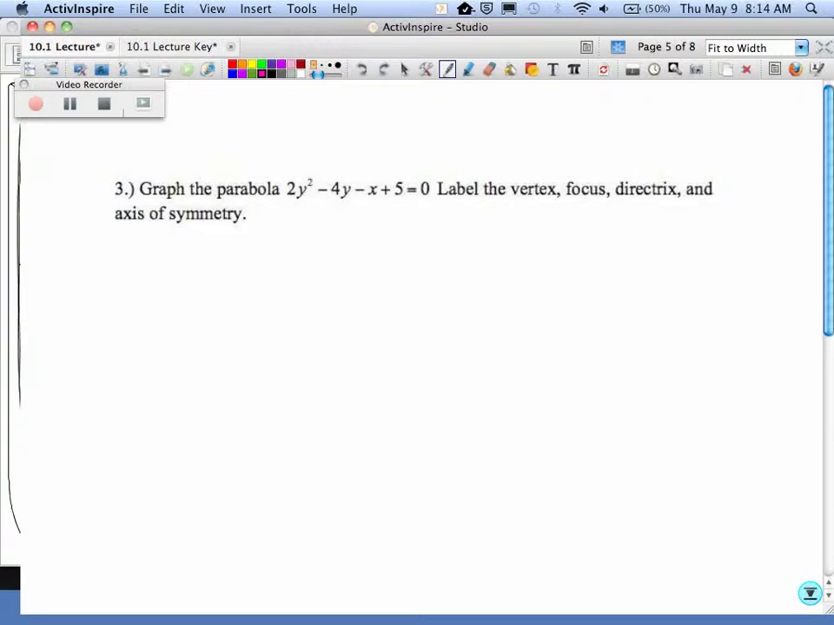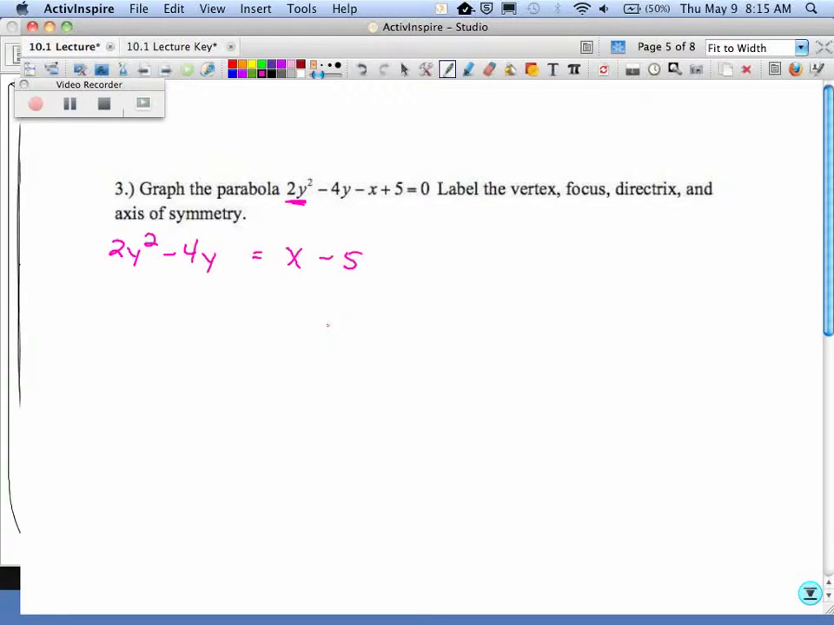So the idea will be, I have a y squared. So I'm going to keep all the y's on the left. And I'm going to send the x and the 5. So negative x goes to the other side as a positive x, and the 5 goes over to the other side as a negative 5. So anything that contained a y stayed over here on the left.